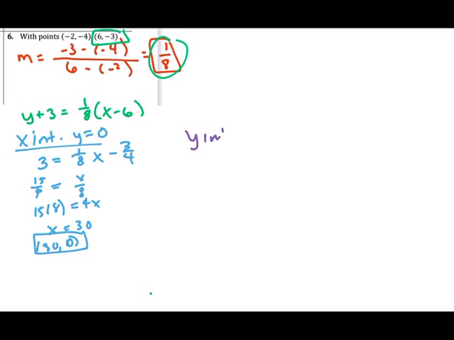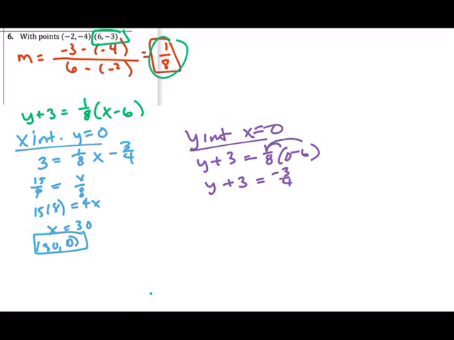Now, to find the y-intercept, we're plugging in x equals 0. So we're saying y plus 3 equals 1/8 times 0 minus 6. y plus 3 equals negative 3/4, since 1/8 times negative 6 is negative 6 over 8, which is negative 3/4. Then we subtract 3, and that gives us negative 15 over 4. So the y-intercept would be (0, negative 15/4).